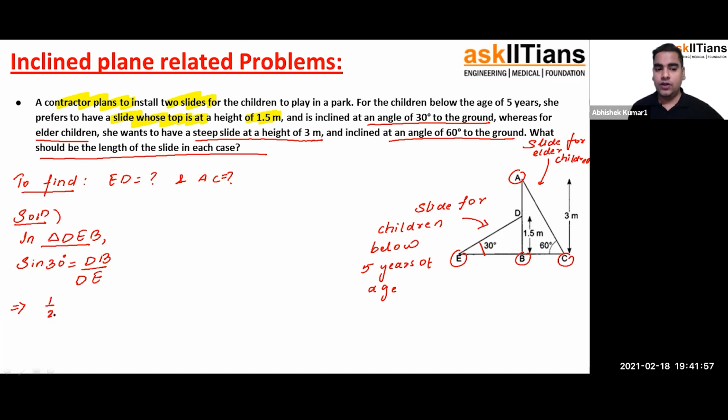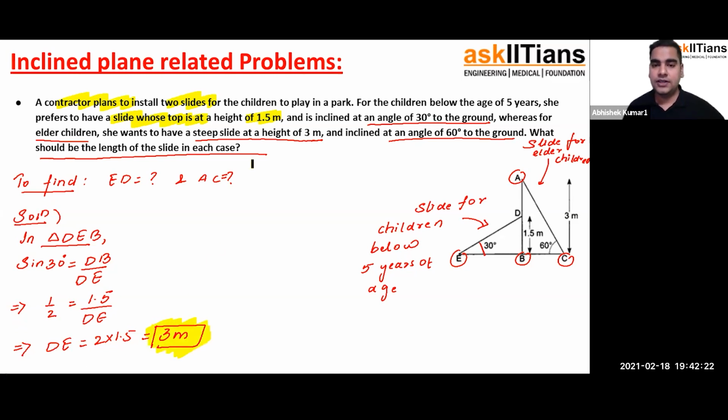Sine 30 is 1/2, we all know that. The value of DB is provided to be 1.5 meters. DE we have to calculate. So what is the value of DE we are going to get? DE is going to be equal to 2 into 1.5, and that will be equal to 3 meters. Understood? So that means the length of the slide which is meant for children whose age is below 5 years is 3 meters. The same concept we are going to apply in the other right triangle we have.